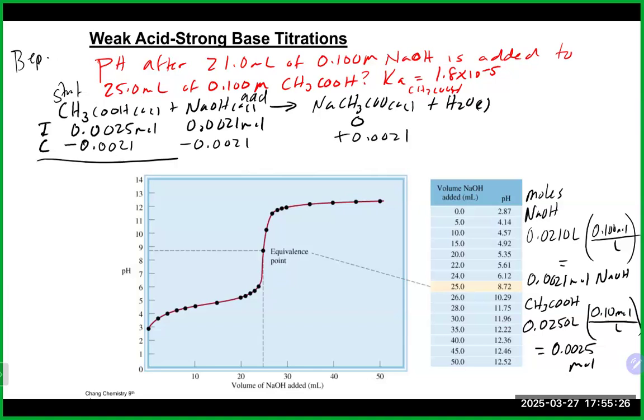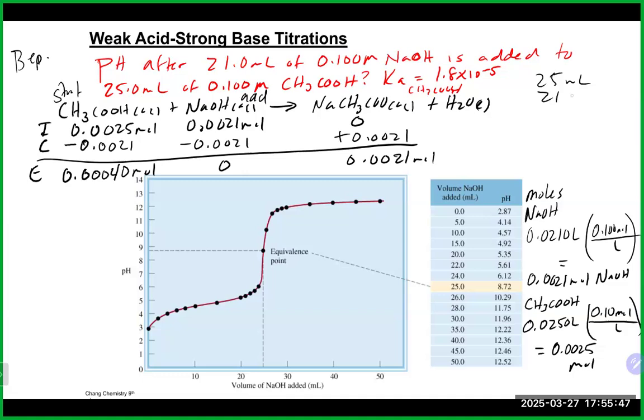And that means when we reach equilibrium, 0.0004 moles. We got 0 and 0.0021 moles. At this point, we're going to just turn it back into molarity, which, as we've talked about, is a really good idea. We had 25 mils of our acid to start with, 21 mils of our base we added, 46 mils, it looks like. So we'll divide this by 0.046 liters each of these.